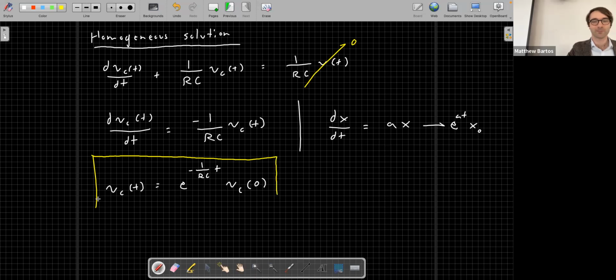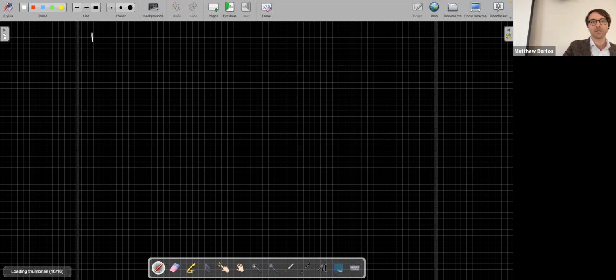Okay, so that was pretty quick. That wasn't bad at all. Oh, let me just be clear: this is just the homogeneous part, so I'm going to write V_CH(t). This is the homogeneous component of the solution. All right, now let's go for the particular solution. How can we do this?